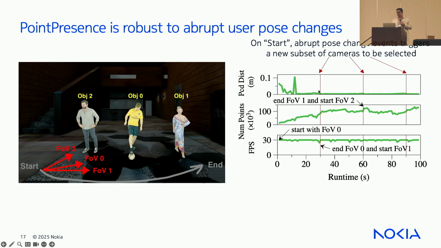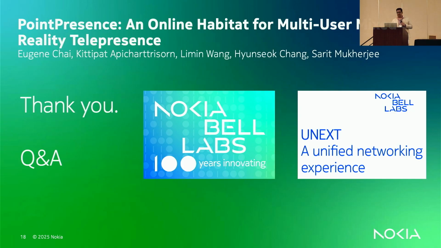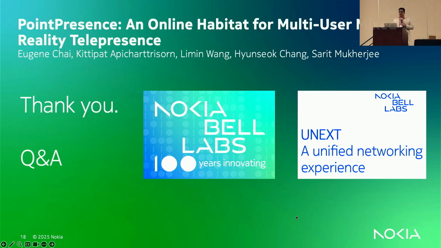And we show that, with these red lines that represent this significant change, the FPS, point resolution and point cloud distance are not impacted by these abrupt pose changes, meaning that our proposal is robust to abrupt user pose changes. So, yeah, this is our project, and you can see more detail in the paper. Yeah, thank you so much.